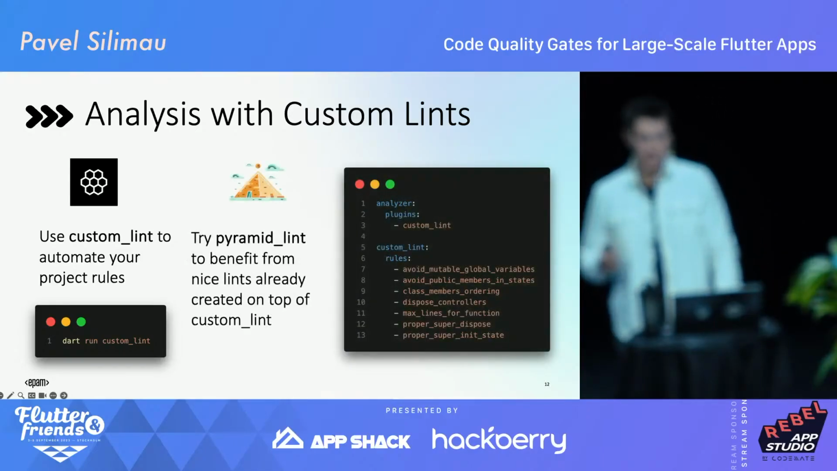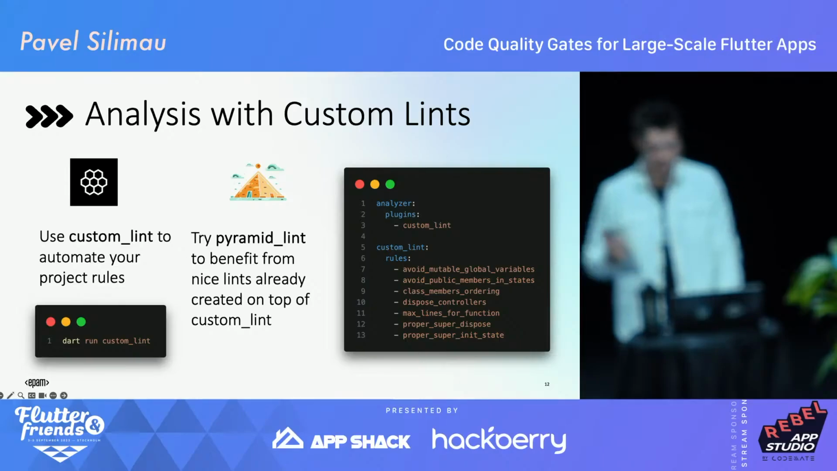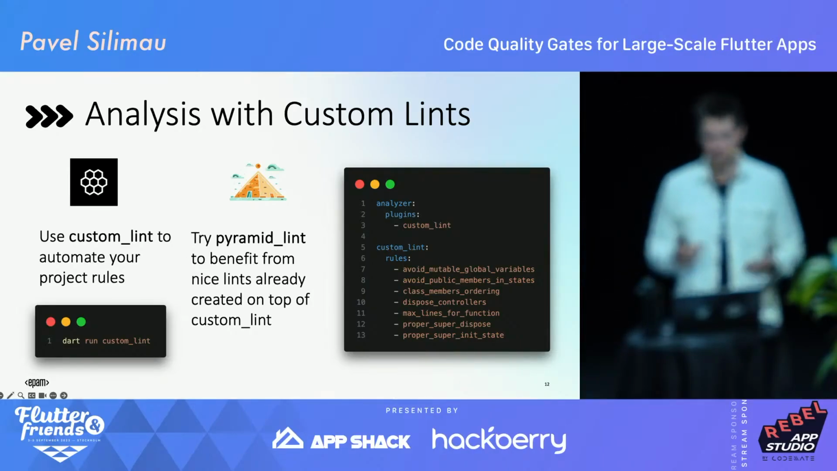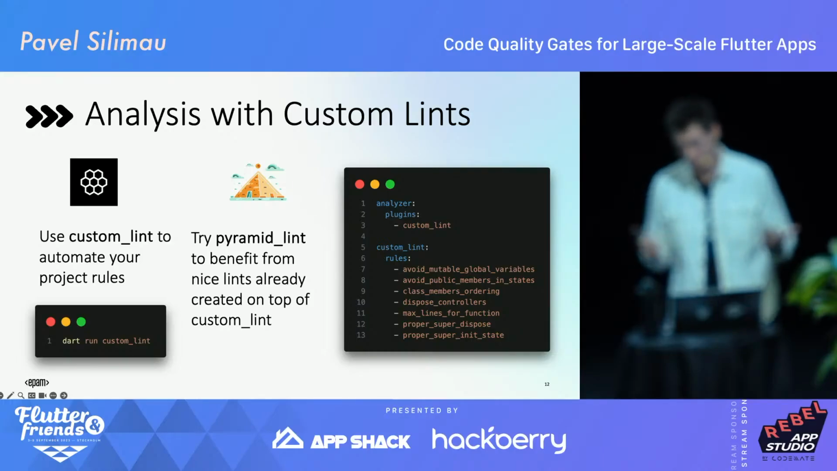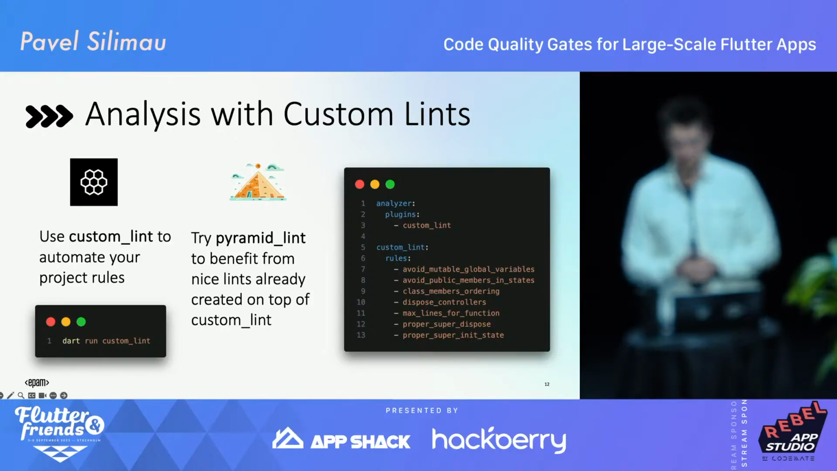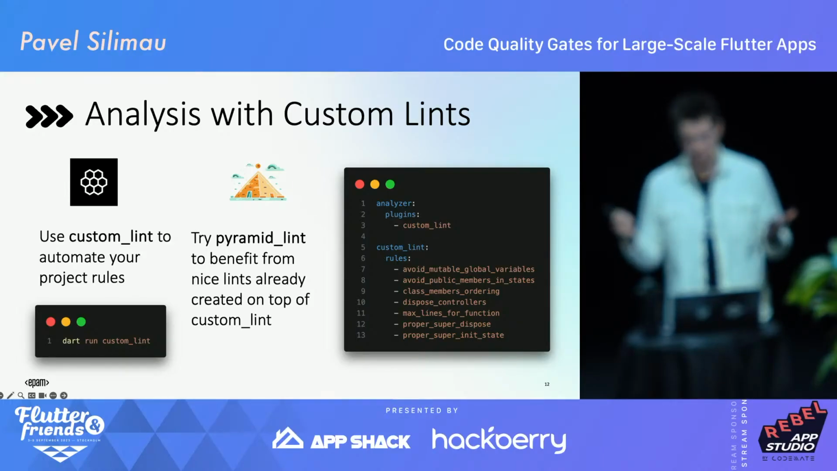Pyramid lint uses custom lint under the hood, and it provides more than 40 lints out of the box. Some of them are presented on the current slide. For instance, you can easily detect whether you have your resources properly disposed, or if you have any global variables, mutable global variables, which I would not recommend for sure. So really, really cool stuff.